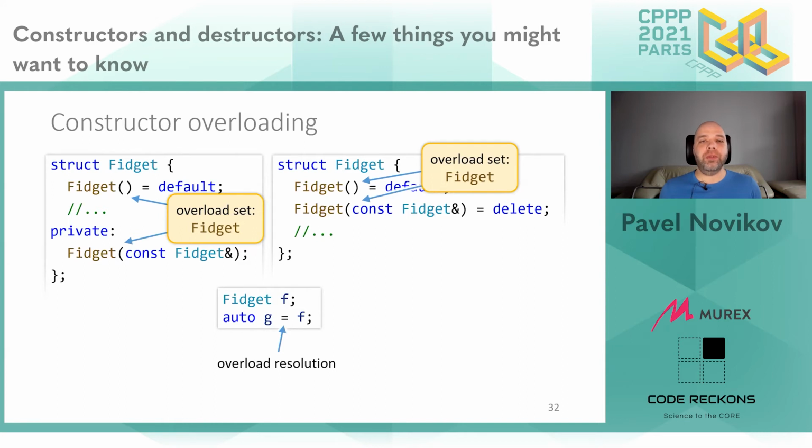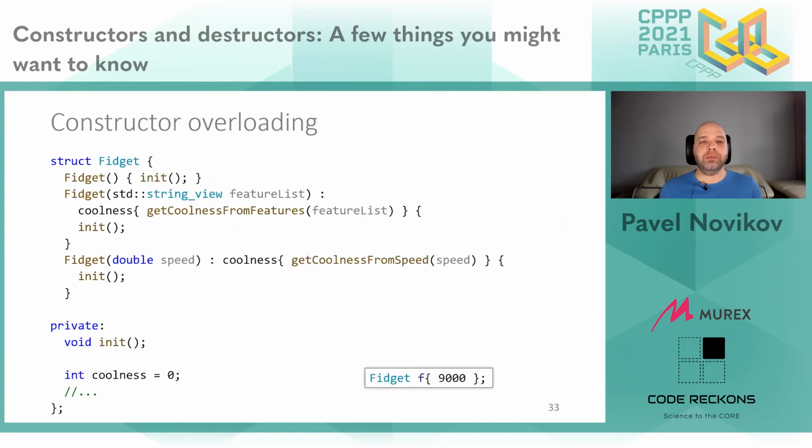And both of these declarations go into the overload set. And when the overload happens, it tries to find the best match, and it happens to be the copy construction. In both cases, it is unavailable. So let's see what effects can it have.